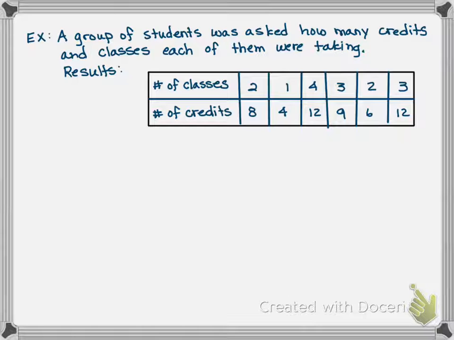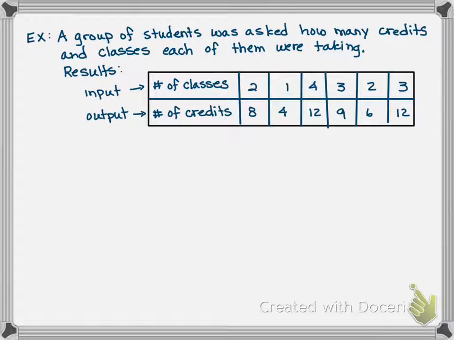Okay, so we're going to say the number of classes is our input and the number of credits is our output. So we'll say this is our input. This is our output. Sometimes it's fairly obvious what the input and output are, and sometimes it just has to be told, right? Like here, there's nothing all that interesting about one being the input and one being the output. In particular, we're just making a decision.